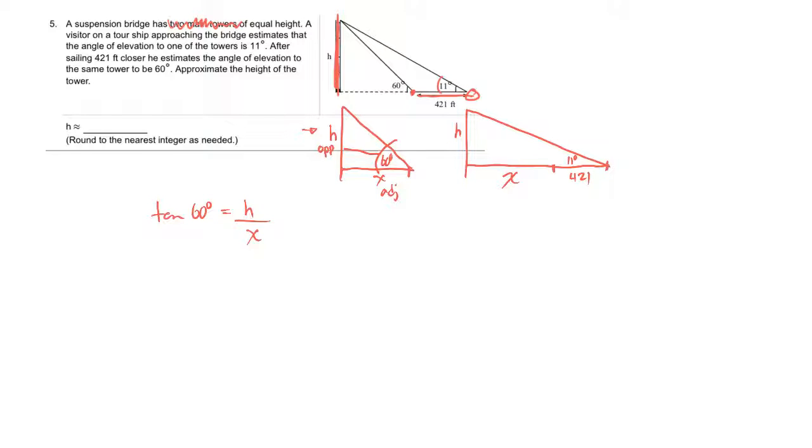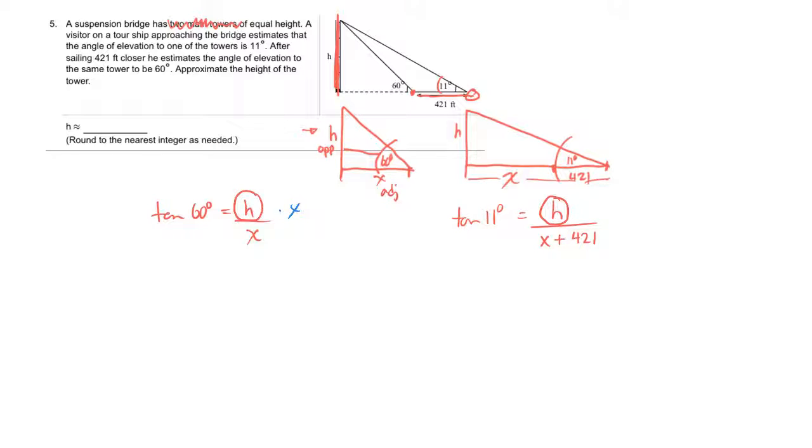Let's do the same thing for this one over here. This is my angle, so tangent of 11 degrees is equal to the height over, now it's the whole distance, so it's going to have to be x plus 421. Now both h's and x's are the same thing, so what I could do is solve each equation for one of the letters and then make them equal. Let me show you what I mean. So let's solve this equation for h and this equation for h.